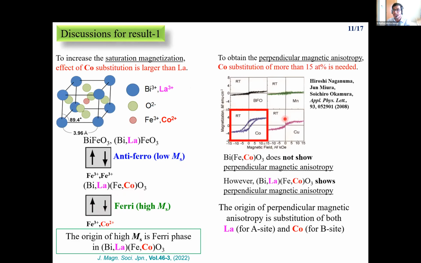Here we also came across one paper by Professor Hiroshi Naganuma. They tried different B-side substituents. Also, they substituted only cobalt. We didn't try only cobalt. They got in-plane magnetic anisotropy, but we got perpendicular anisotropy after substituting lanthanum. That means for our desired property, we need to substitute lanthanum as well as cobalt. So what's the physics behind it? That study we are going to do by synchrotron radiation in the near future.